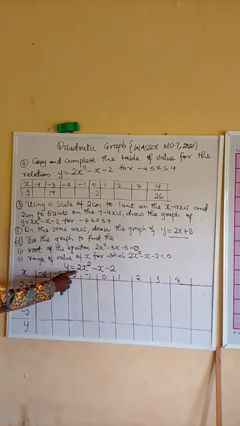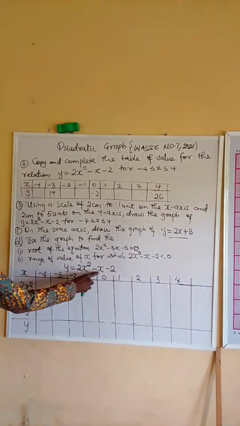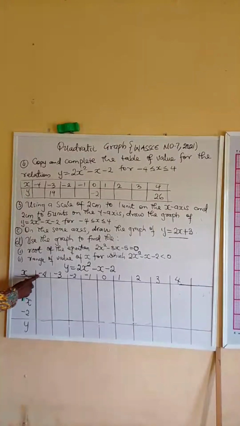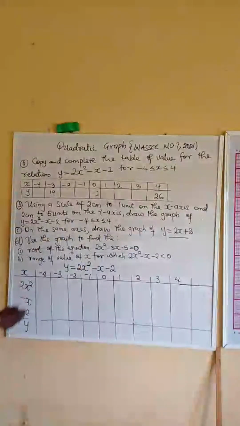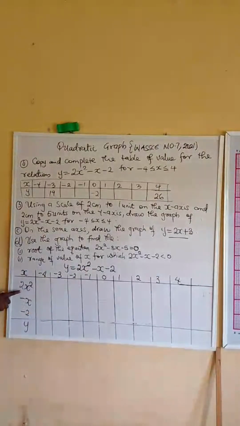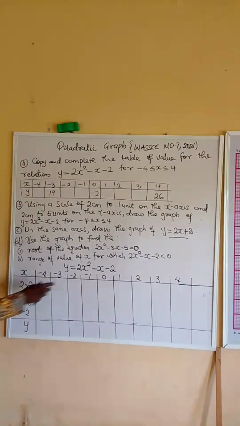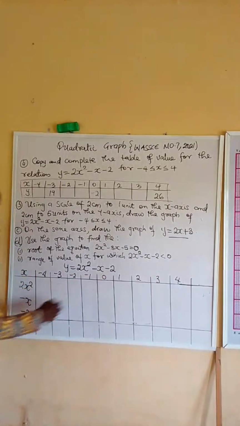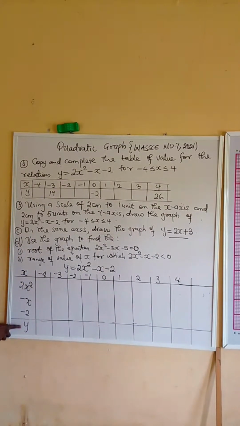Alright, so y is equal to 2x squared minus x minus 2, and we have the values from minus 4 to plus 4. The first thing there is 2x squared. The second thing there is minus x. The third thing there is minus 2, which is a constant number. Then we are looking for y. Some math teachers or math textbooks write y is equal to 2x squared minus x minus 2. Instead, they are looking for the value of y.